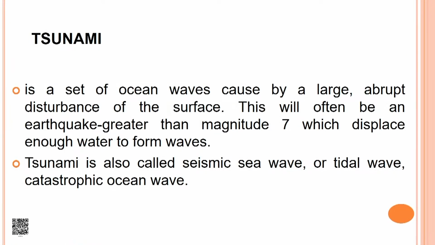So, now we move to the last natural disaster that we will discuss during the program, that is tsunami. So, what is tsunami? Tsunami is a set of ocean waves caused by a large abrupt disturbance of the ocean surface. This will often be an earthquake greater than magnitude 7, which displaces enough water to form waves. Tsunami is also known as seismic sea wave, tidal wave, or catastrophic ocean wave.